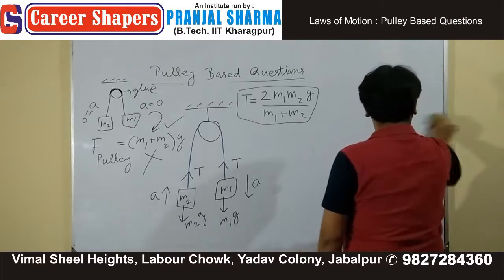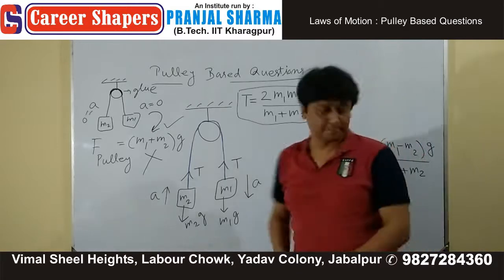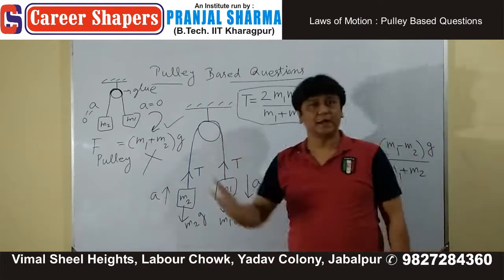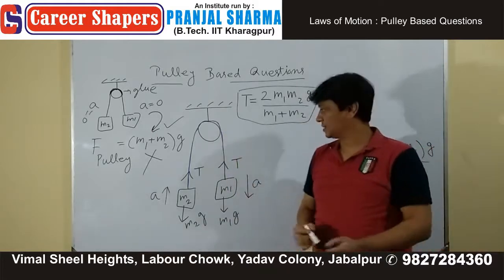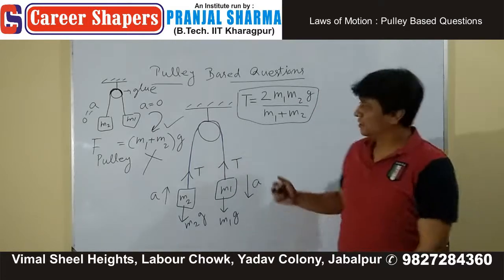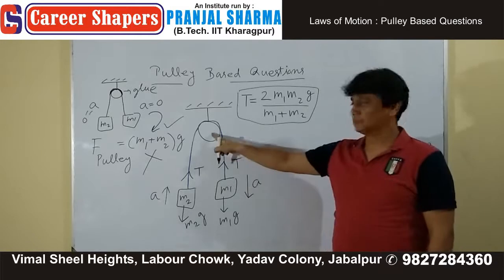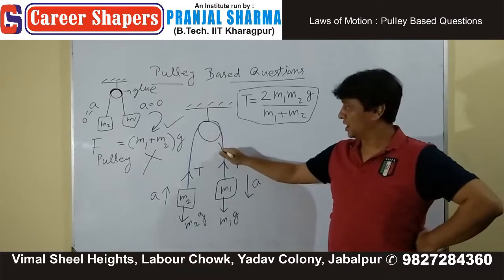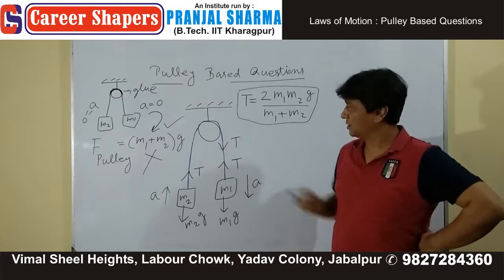तो फिर भाई अब इस क्वेश्चन का आंसर कैसे दें? इस क्वेश्चन का आंसर ऐसे देंगे, टेंशन लगती कहां है? Away from the body. कौन है बॉडी? इस बार बॉडी है पुली. टेंशन लगती कहां है? Away from the body.